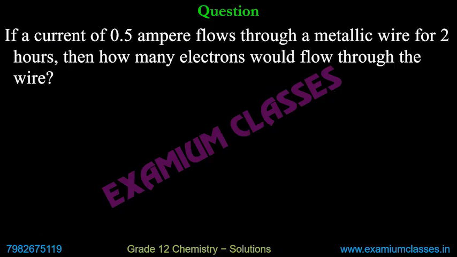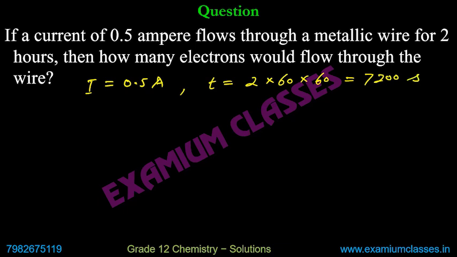The question is, if a current of 0.5 ampere flows through a metallic wire for 2 hours, 2 into 60 into 60 seconds, because we have to convert it into seconds, then how many electrons would flow through the wire?